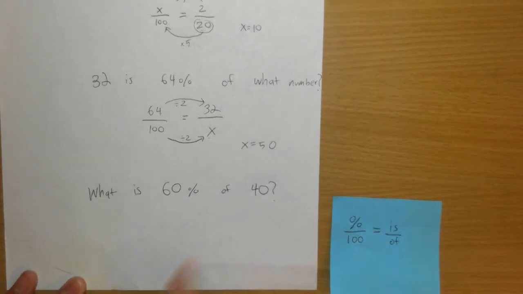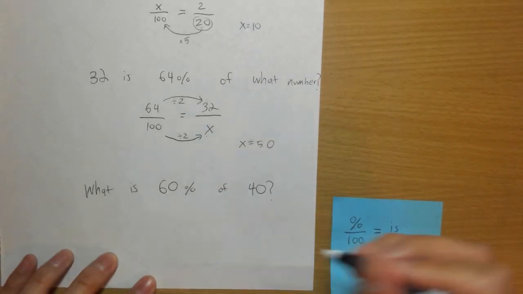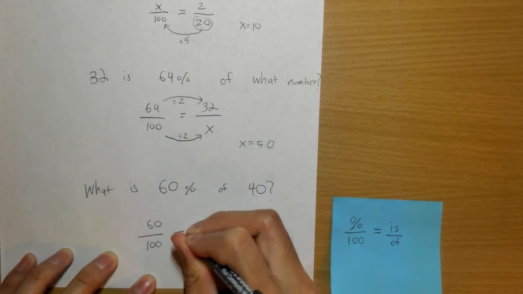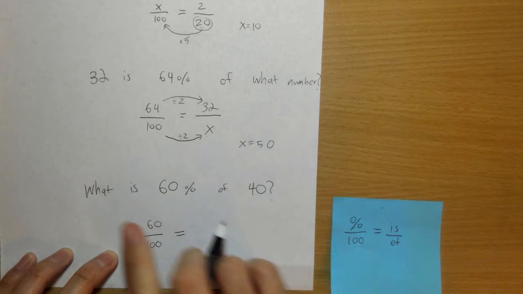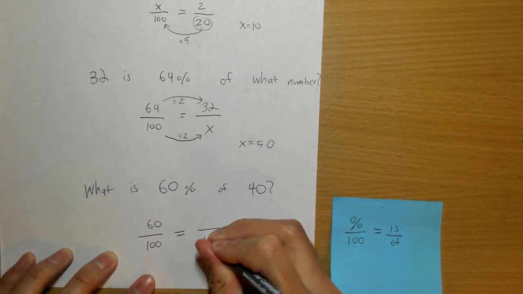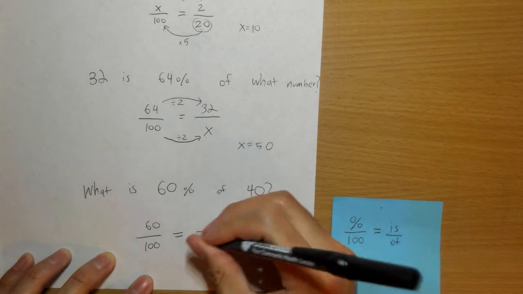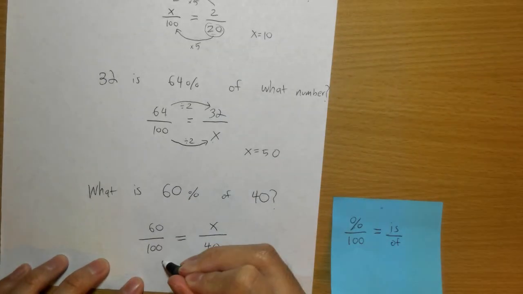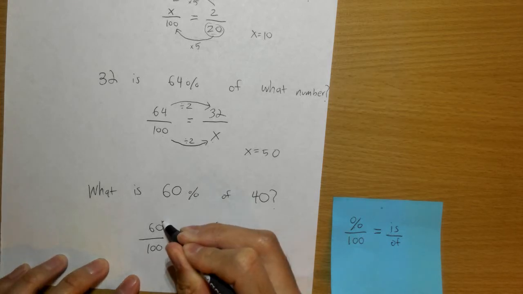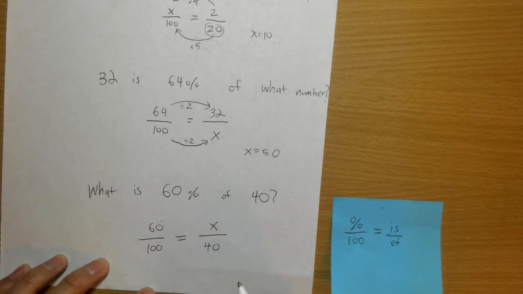What is 60% of 40? Okay, I got my percent value, 60. It's always out of 100, setting up this proportion. I got my of value, my whole, which is 40. What is 60% of 40? I need to find out what this x is. So in order to find what this x is, I need to find out how I get from here to here, in order to see how I get from here to here, which is where I want to be.